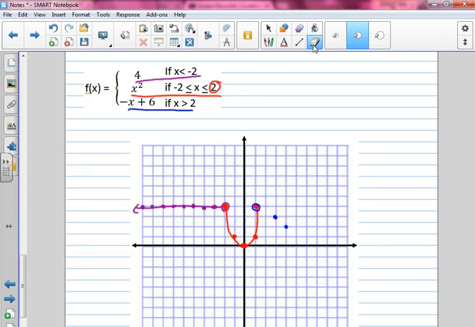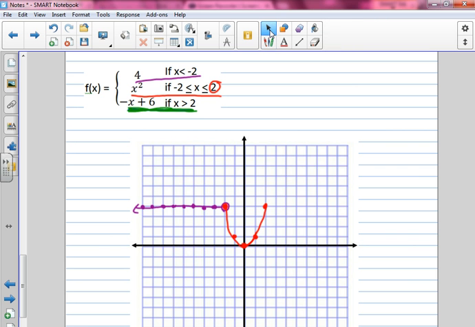I just noticed a mistake I made. Please make this correction in your notes. My last red dot, I should have put it here. I counted wrong. It's 2, 4, not 1, 4. So please make that correction. Now I can correct my green one.